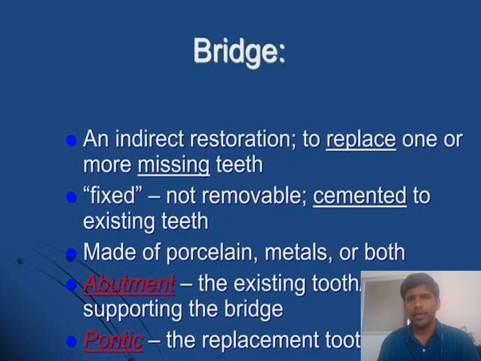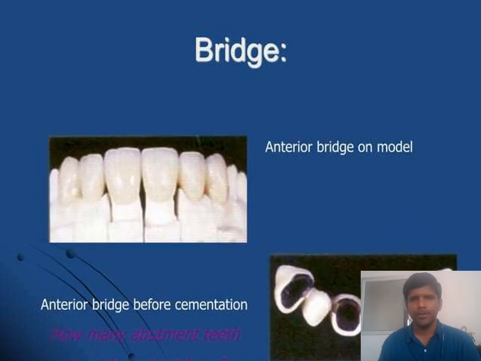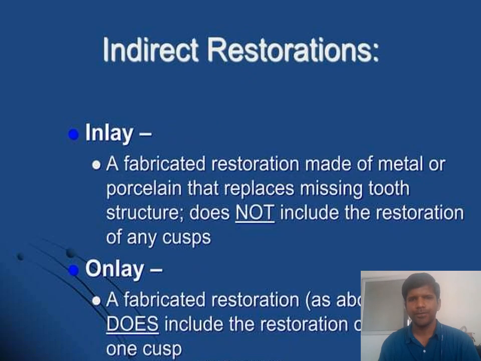Coming to the bridges, an indirect restoration to replace one or more missing teeth is called a bridge. It is fixed and it is not removable. It is similar to the existing group of teeth. It is made of porcelain, metals, or both of them. Abutment is the existing tooth that supports the bridge, and pontic is the replacement of the tooth. So here we see pontic and the abutment. Coming to the anterior bridge, we see an anterior bridge on the model before cementation. So this is before treatment, and after bridge cementation we see the model.